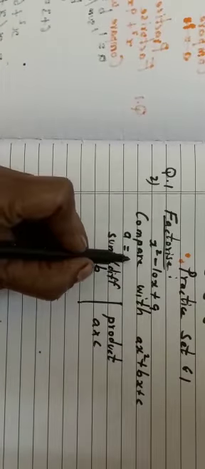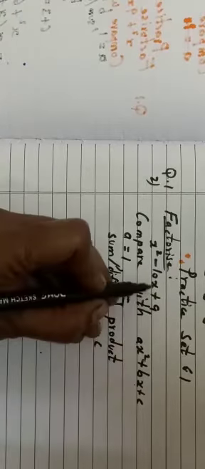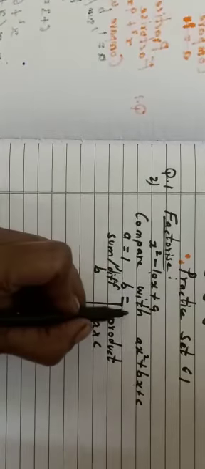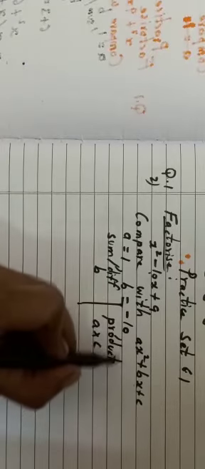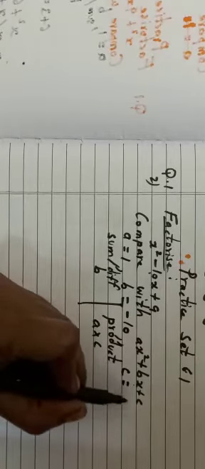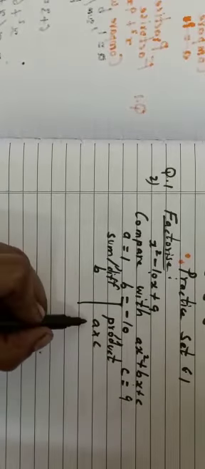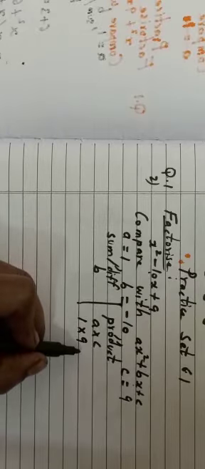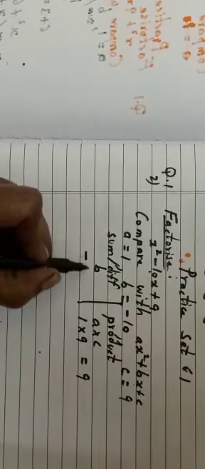So what is going to be the value of a? 1. B is equal to, here x, here x. So what is the value of b? Minus 10. Here c is 9. C is equal to 9. Now the product is a into c, that is 1 into 9, which is equal to 9. And what is b? Minus 10.